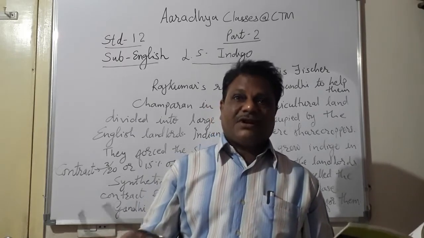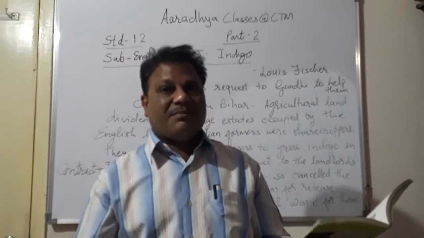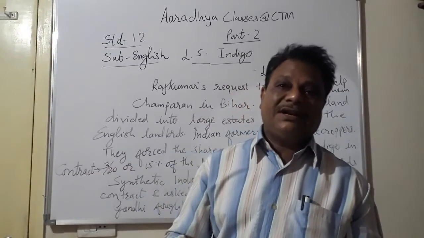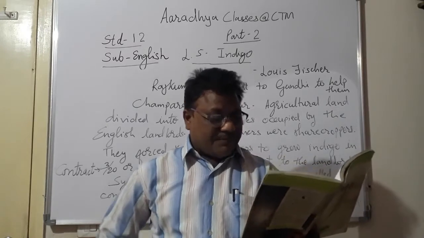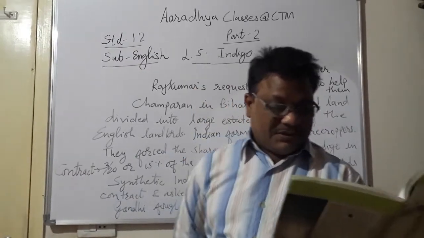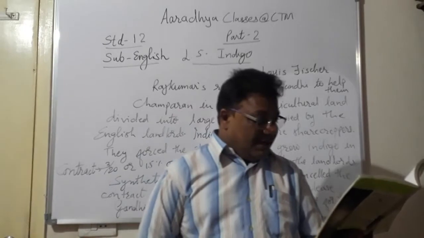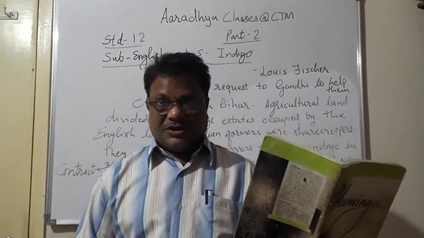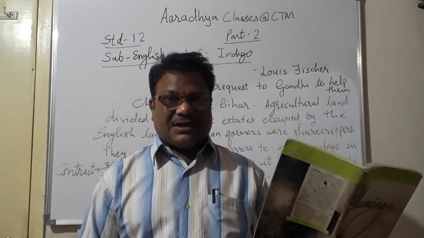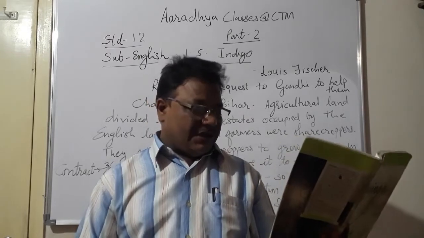Okay, and there was one agreement or contract drawn between the British landlord and the Indian farmers. Rajkumar Shukla was one of them, so he was also one of the sharecroppers. He was illiterate but resolute. Resolute means very firm, determined. He was illiterate, but he was very resolute, yani firm.